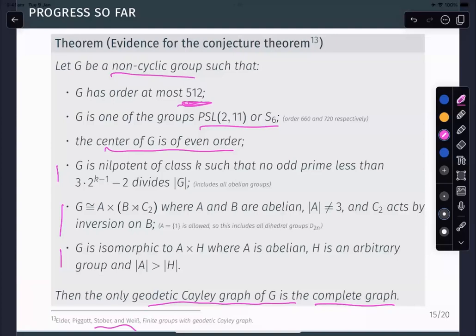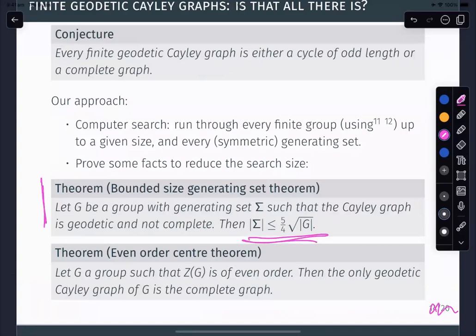Possibly, if you only had two generators, maybe we could prove a big statement and add that to the list. But this is a brute force search, and so we had to look for every generating set. We have this theorem that says we can stop looking when we get up to that size, but theoretically, potentially, there could be something of size square root n, square root of the group.